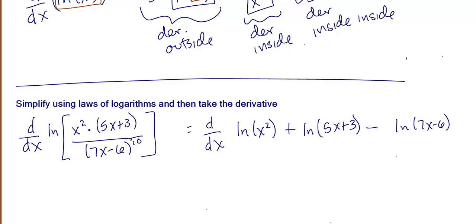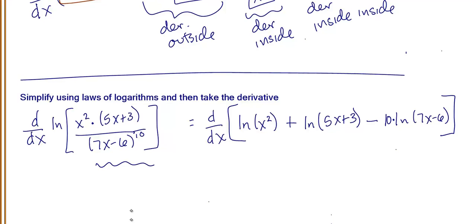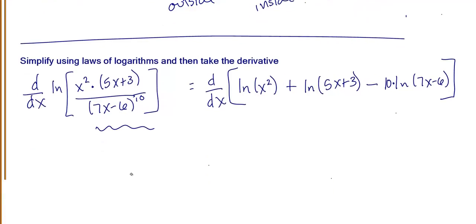Now what about this 7x minus 6 raised to the 10th power? That would be a fairly simple chain rule, and I could do it. Or I could bring out the 10 as a coefficient. Notice now I don't have a product rule, a quotient rule, I guess a multi-level step chain rule. I just need to take the derivative of this entire term, but everything is now so much simpler than it was before. So let's go through and take that derivative.